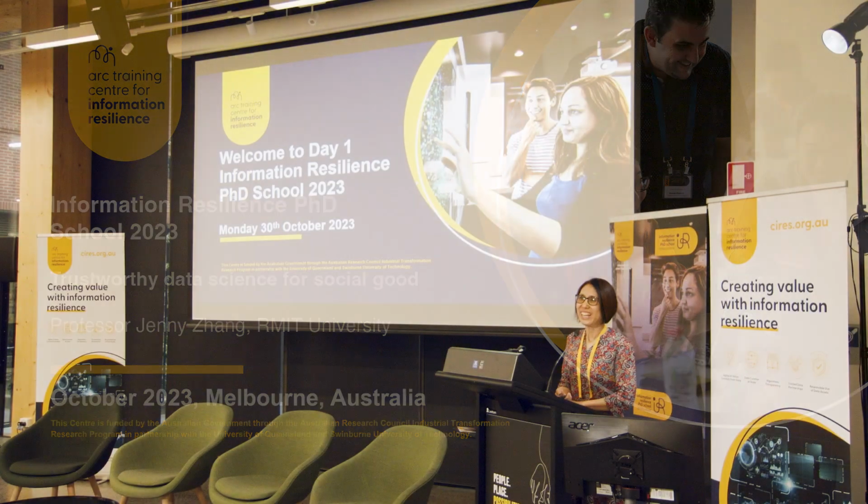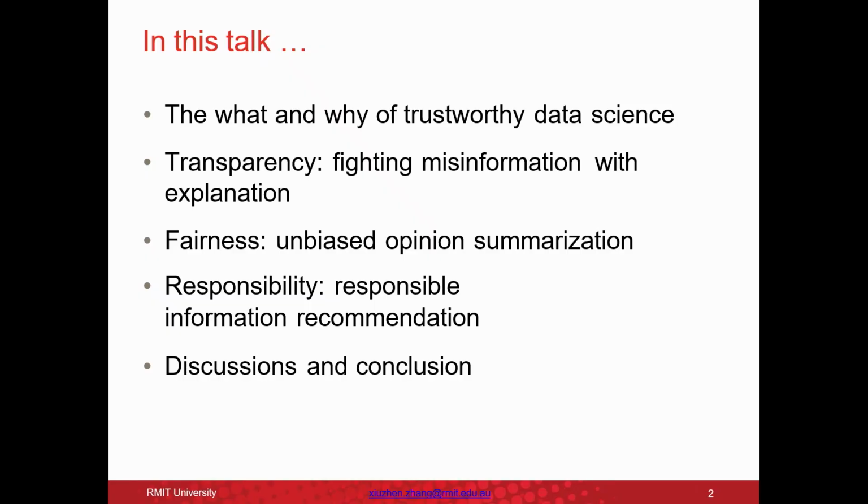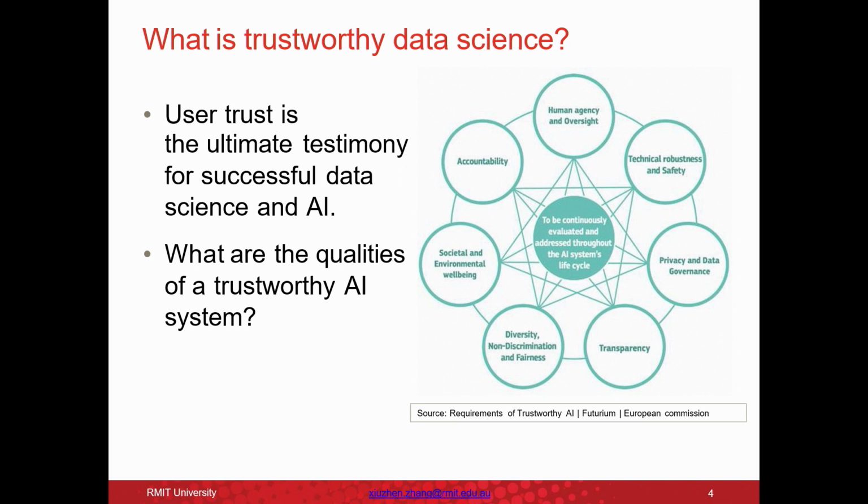First I will talk about my understanding of trustworthy data science and why we need to do it. And then I will talk about a few studies that we have done in the space of transparency for transparent data science, explaining models and predictions, and also fairness and debiasing in the process of doing social media opinion summarization. And then I will talk about responsible information recommendation, and I will then do a final discussion and conclusion.